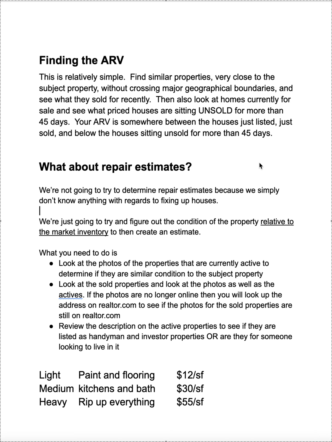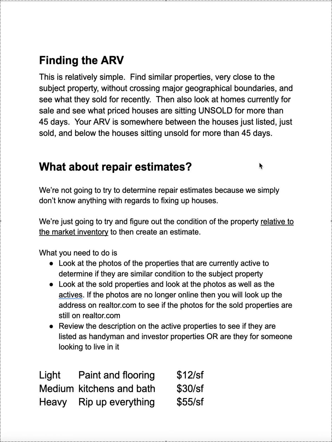are sitting unsold for more than 45 days. So if you look at houses that are all listed for 100,000 and it's been unsold for 45, 50, 60 days, that means $100,000 is too much. Remember, every house will sell for the right price. So your ARV is somewhere between the houses just listed and the houses sold, but below the houses sitting unsold for more than 45 days.